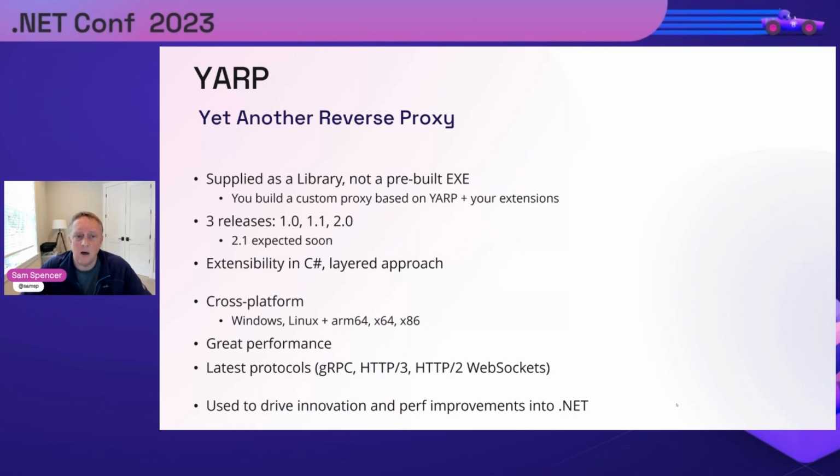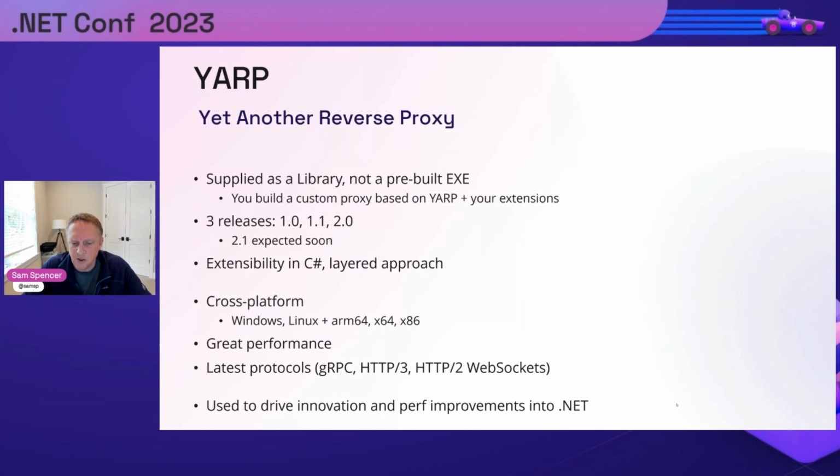So we actually supply YARP as a library rather than as a pre-built exe. And you then incorporate YARP in with a standard ASP.NET configuration, and it then forms a proxy. But you can use other ASP.NET middleware. You can use it in conjunction with API endpoints, Blazor, anything else in ASP.NET at the same time.